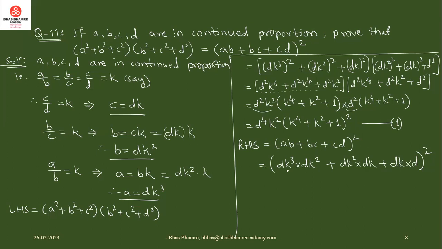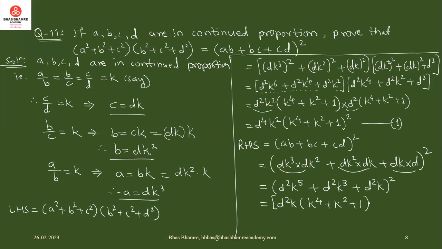Now I can do these products. Those are D square K raised to 5 plus D square K cube plus D square K, the whole square. That's what I can take, D square K common, so that in bracket K raised to 4 plus K square plus 1, and the whole square.